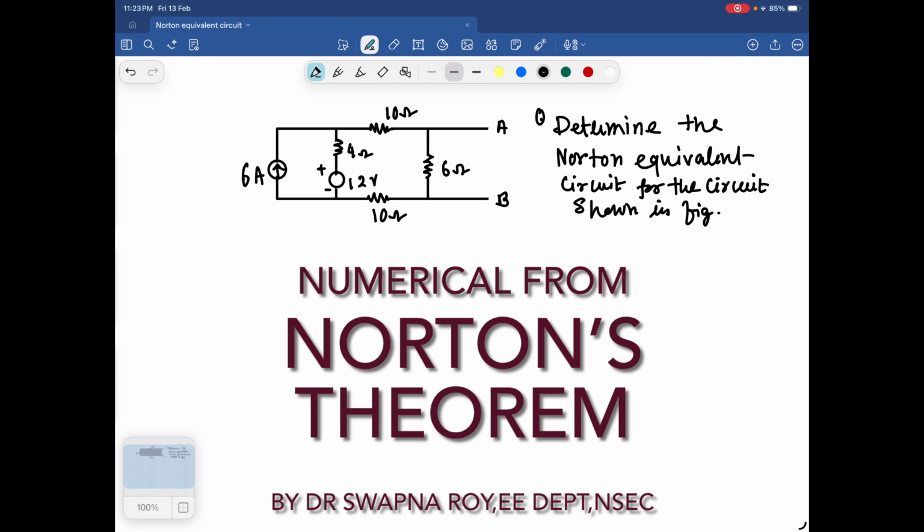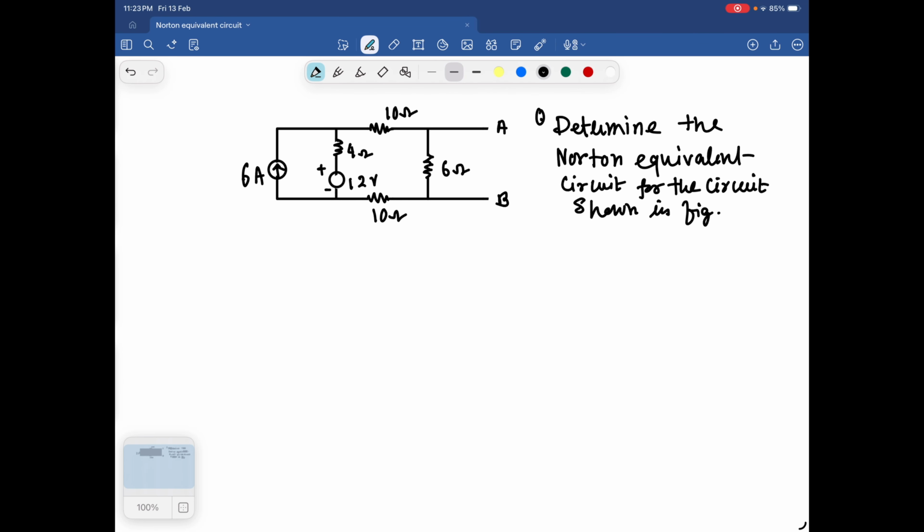See this network problem. Here the question is: determine the Norton equivalent circuit for the circuit shown in the figure. Before solving, I'm just explaining the Norton circuit.